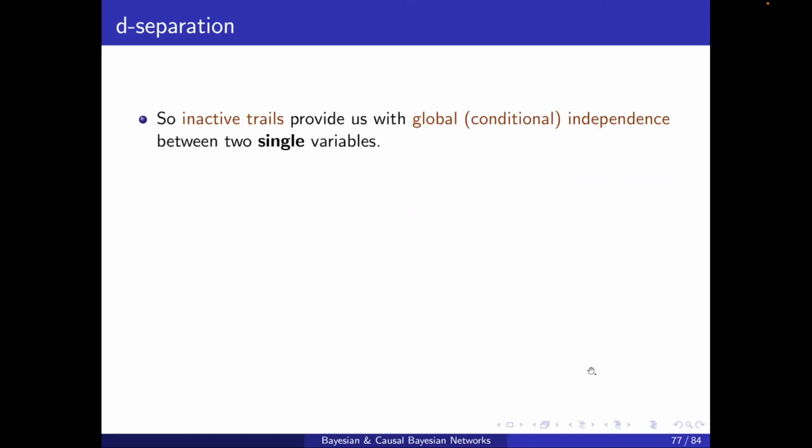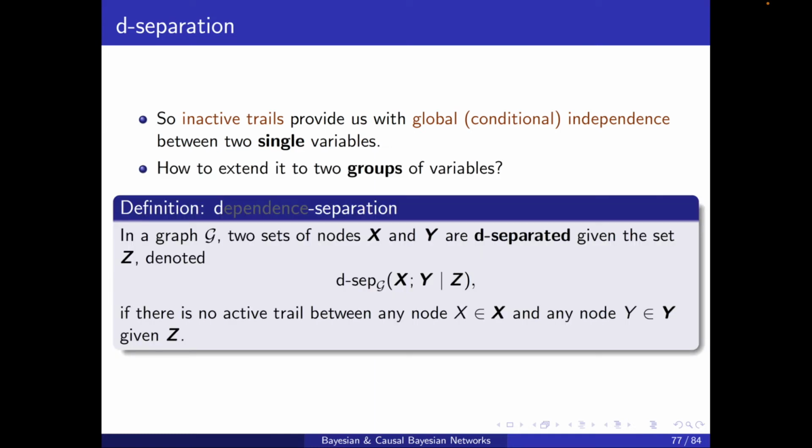Now, inactive trails provide us with global conditional independence between two single variables. What about if we want to determine whether groups of variables are independent or not? It's of course a generalization of the previous single variable case, but this is like the ultimate tool for determining independence. And that's called D-separation, standing for dependence separation.